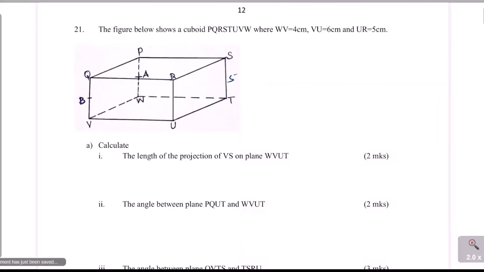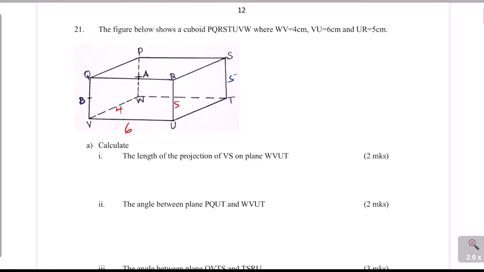Question 21. The figure below shows a cuboid PQRSTUVW where WV is equal to 4 centimeters, VU is equal to 6 centimeters, and UR is equal to 5 centimeters. So let me indicate the measurements. We have WV is 4, and then VU is 6, UR is 5, and let's go to the questions now.